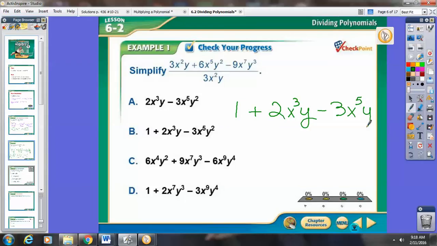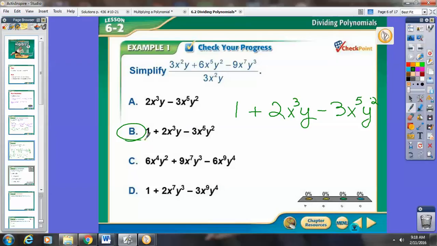And then minus y to the second. Very good. I think that is correct. The correct answer here would be B. How many of you got B as your answer? Excellent. Okay, very good. Alright, so now we've talked about dividing a polynomial by a monomial.